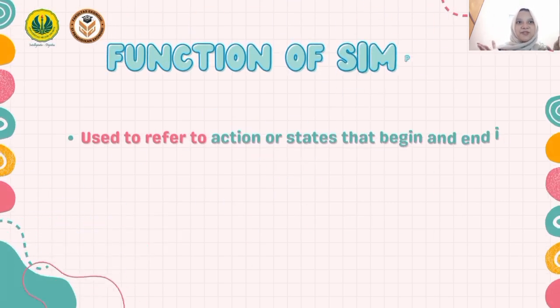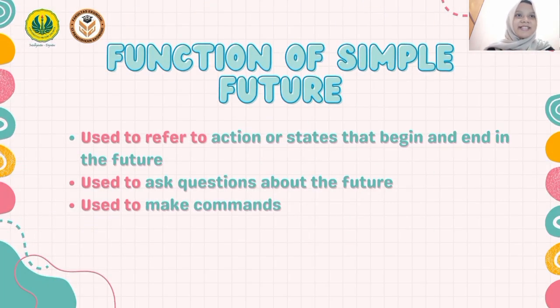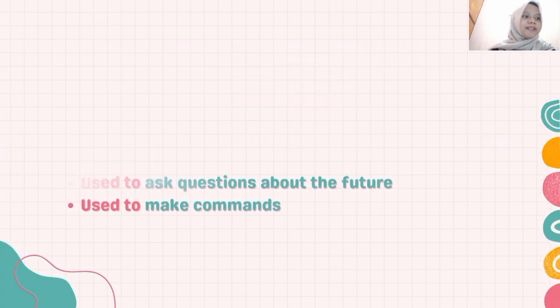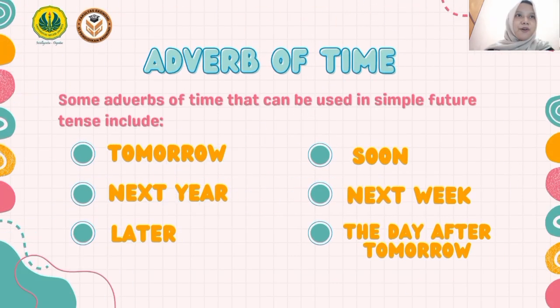Why do we learn about simple future? The function of simple future is used to refer to actions or states that begin and end in the future, as I said before. And then the second is used to ask questions about the future. Maybe you ask your friends about their own plan after graduating school. And then the last is used to make comments. Adverbs of time or time signals that we use in the simple future include tomorrow, next week, later, soon, next year, and the day after tomorrow, etc.